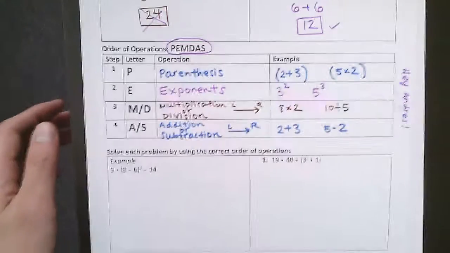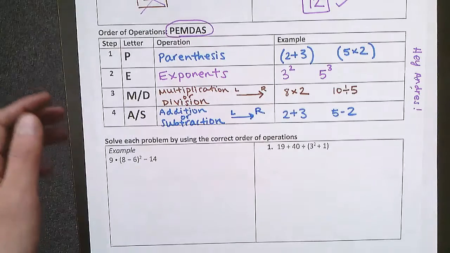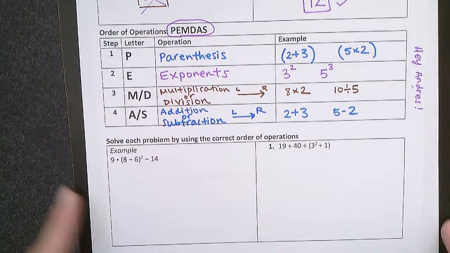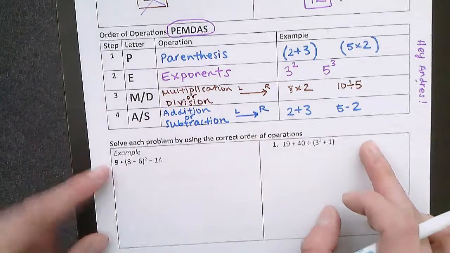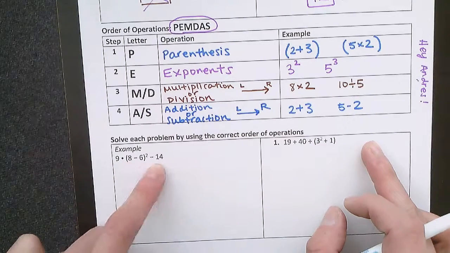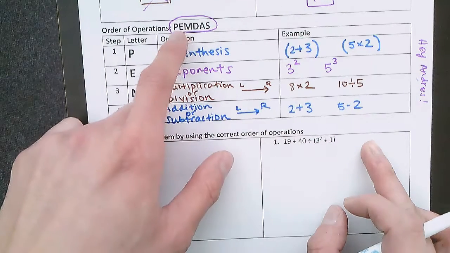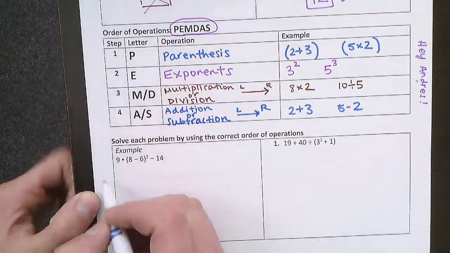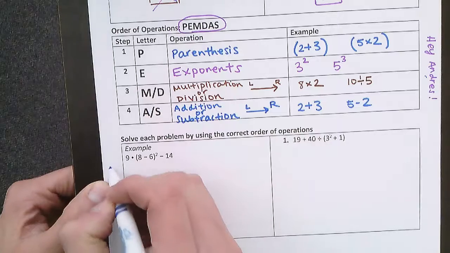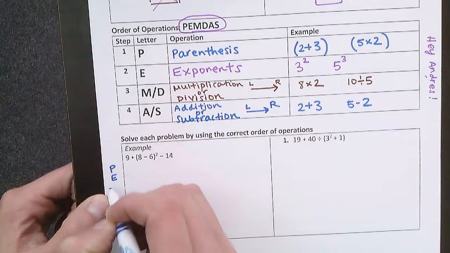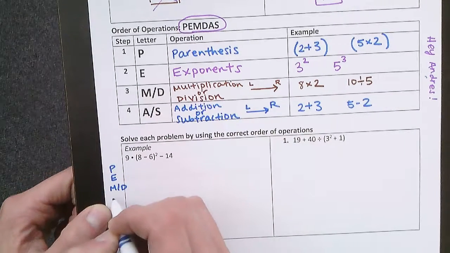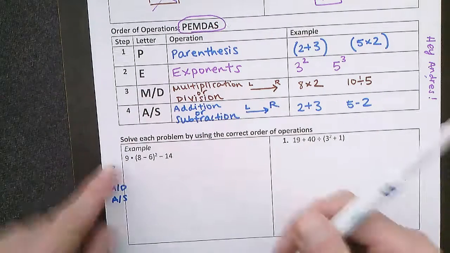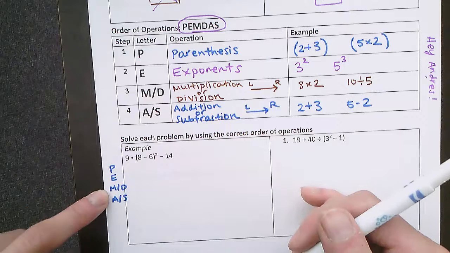So let's put this into practice. Let's look at this example right here. Anytime you're solving a problem with multiple operations, I think it's really helpful to write out the PEMDAS like this. So let's do that on the side next to our example. P, E, M or D, and then A or S. PEMDAS right there.